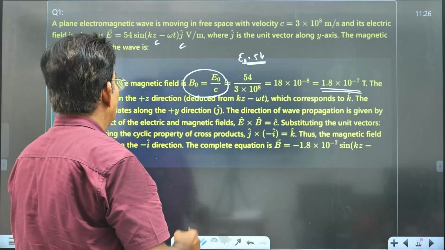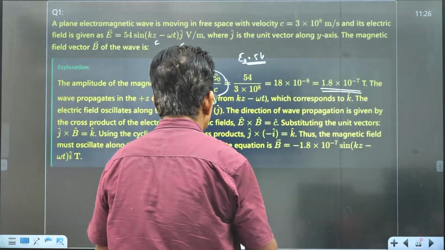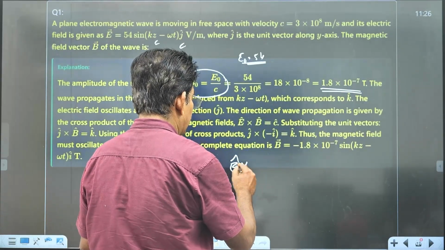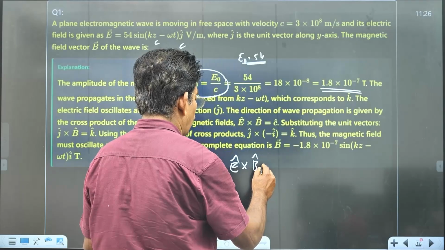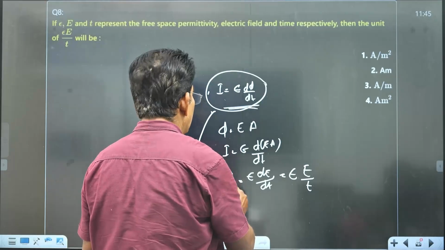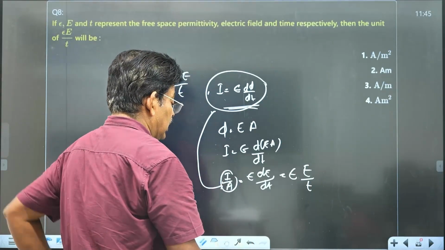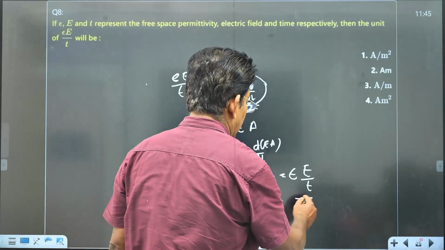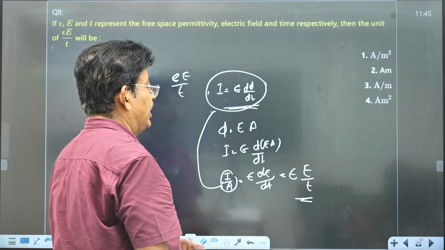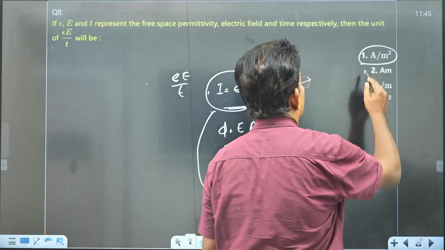We have to calculate. So we got the magnitude. Now we have to get the direction of it. In an electromagnetic wave, the direction of the wave is the unit vector along E cross the unit vector along B. And what we got here is I by A. What is I by A? I by A is current density, current by area. On your right hand side, epsilon dD by dT, that is equal to current by area, current density. So automatically the unit will be ampere per meter square.